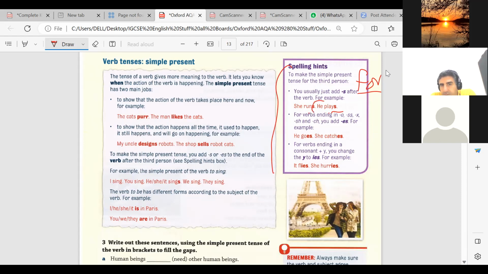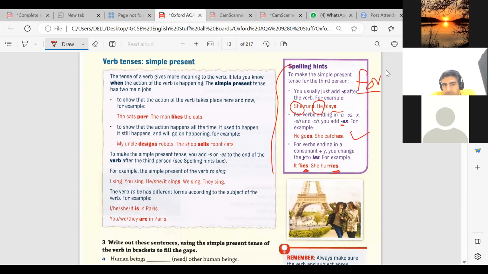Why write S here? Because it is singular, she. If the verb ends in O, double S, X, SH, or CH, in this case you must write ES, like he goes, she catches, as you see. If the verb ends in Y and before the Y is a consonant, in this case you must write IES, like fly, flies. Carry, carries. IES.